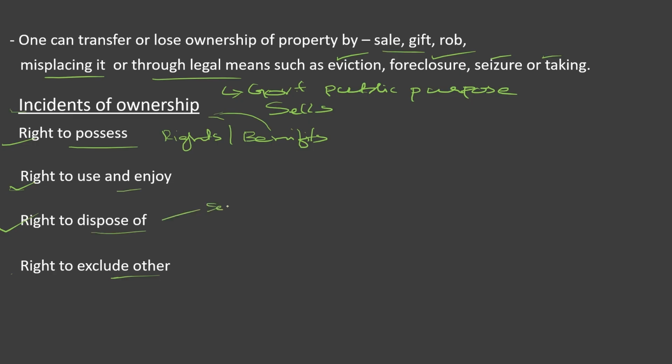That means he can sell it, or he can gift it to someone, or he can even mortgage it. So these are the ways of disposing of a property. And exclude others. That means the owner of the property can exclude anyone from entering the property. So these are the rights and benefits of ownership.